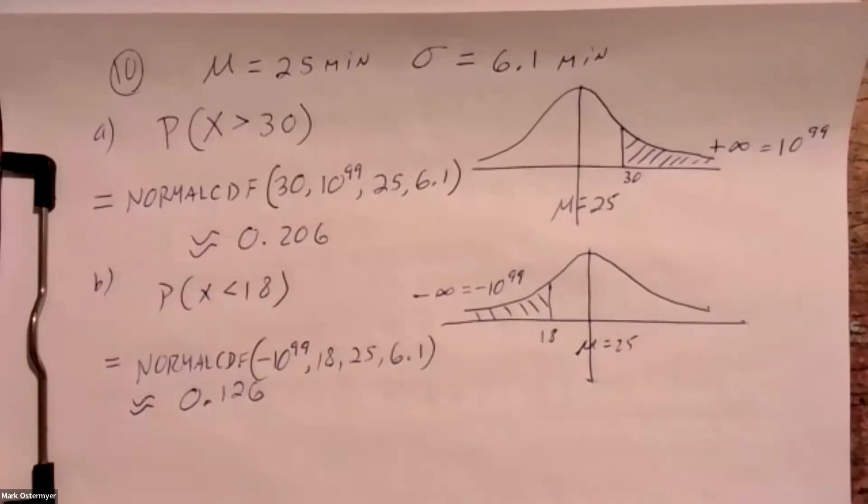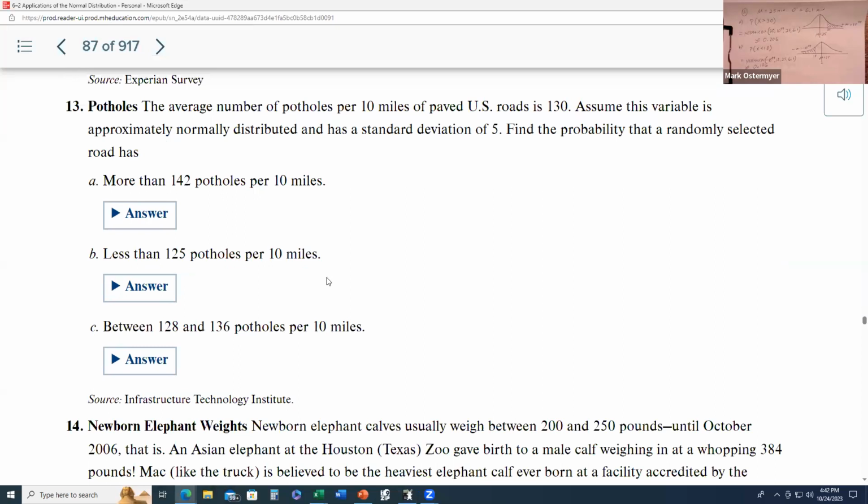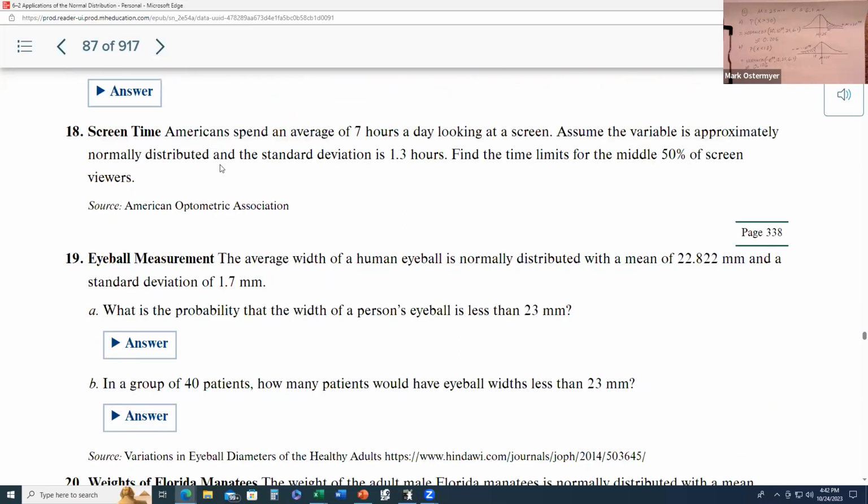For number 18, Americans spend an average of 7 hours a day looking at a screen. Assume the variable is approximately normally distributed and the standard deviation is 1.3. Find the time limits for the middle 50% of screen viewers.